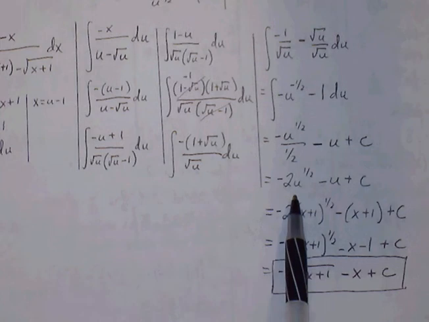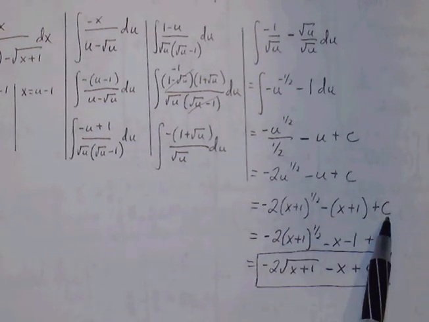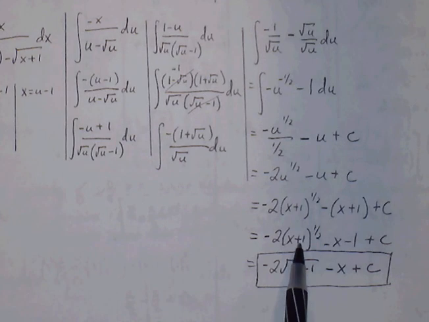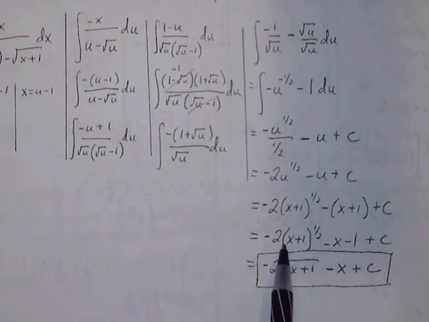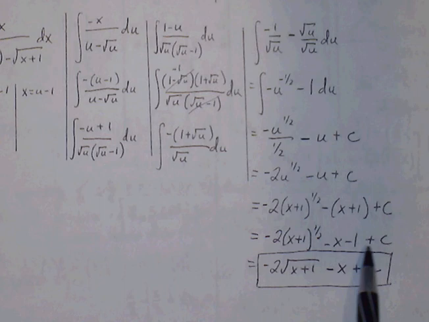Simplify, and then replace our u values back in terms of x. So we have negative 2 square root of x plus 1 minus x minus 1 plus c. Now this is a constant, so I can technically combine this constant with the plus c, and we can just merge that all as plus c.